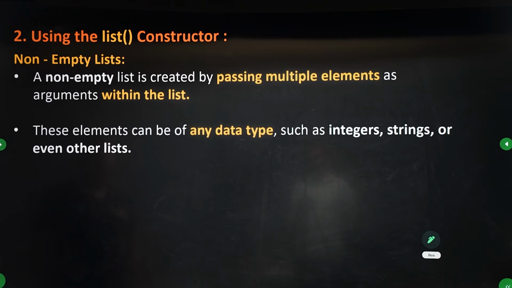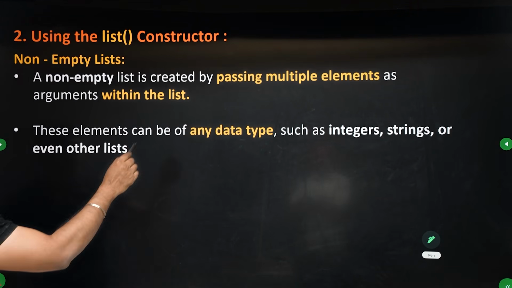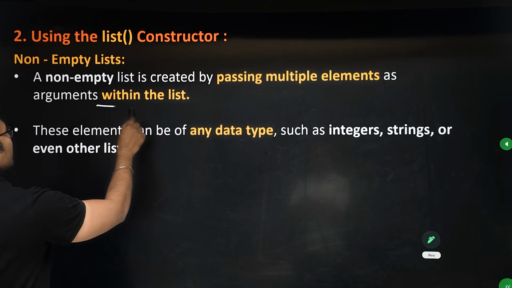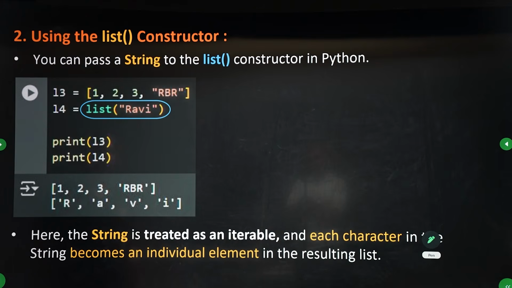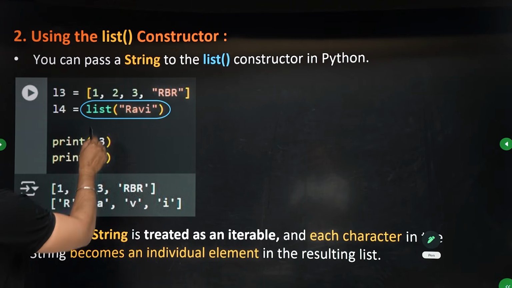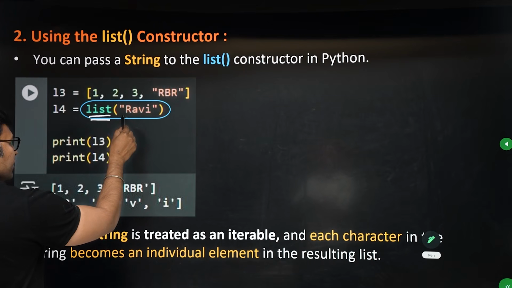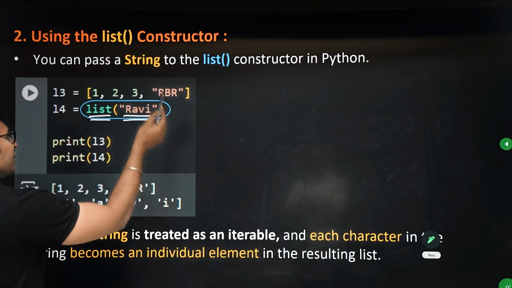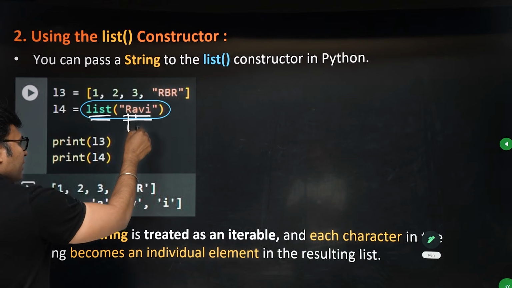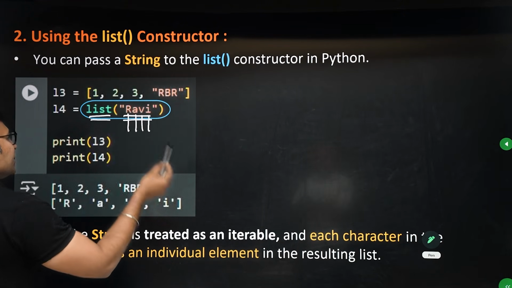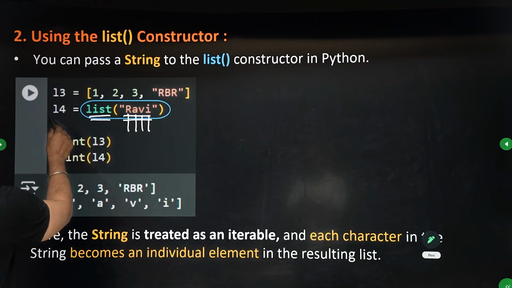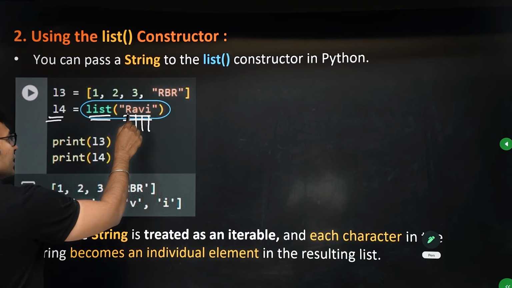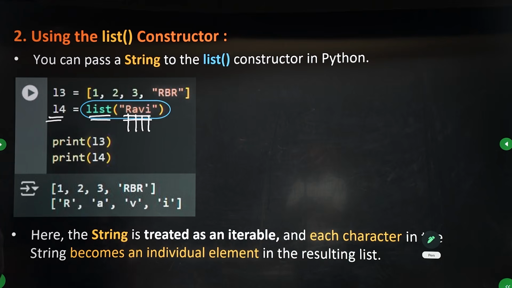Now, a non-empty list is created by passing multiple elements as an argument within the list. I will show you with an example. Now, if you see this, list is a function. To that function, I am passing a string RAVI, which is an iterable, and each character is taken as an element. Now, a list will be created with each character in Ravi as an element.